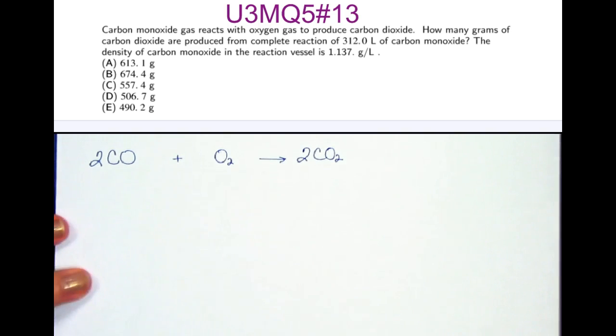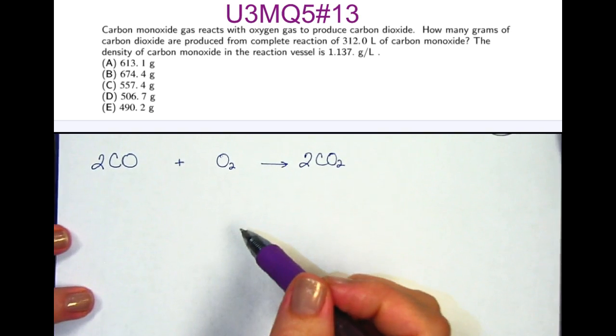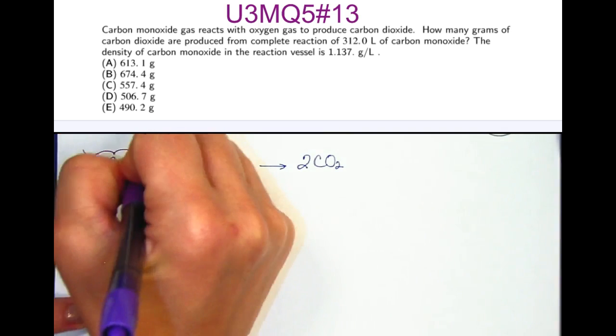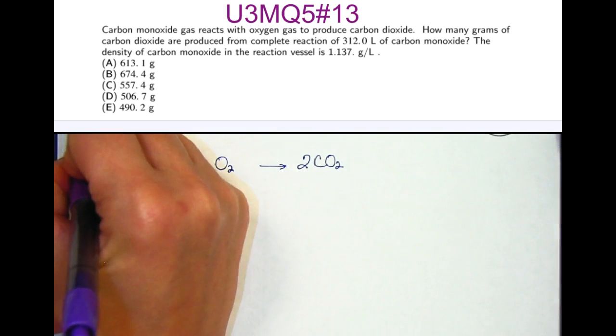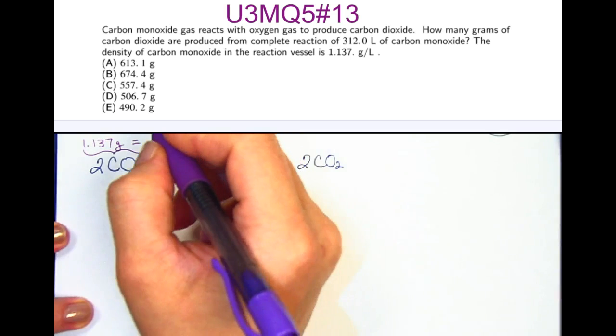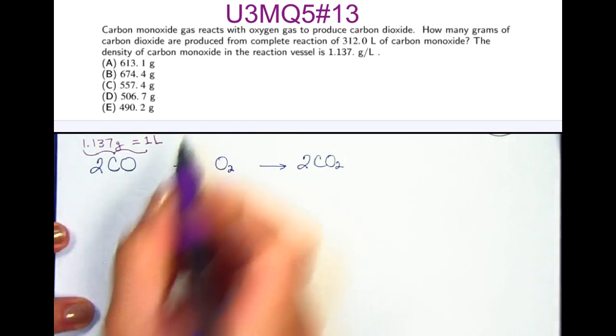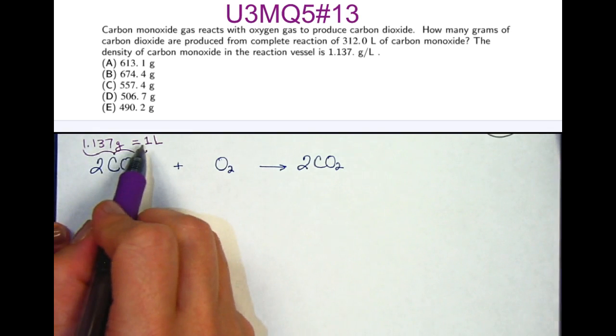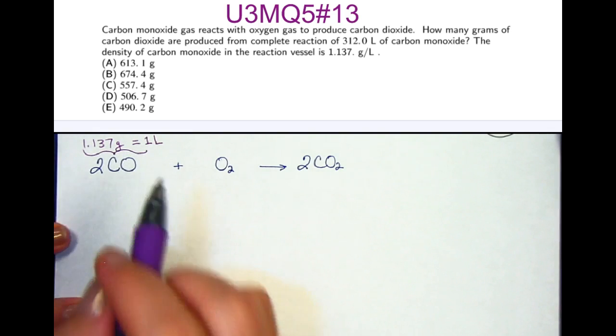Okay, we are given another piece of key information. At the end of the problem, we're told the density of the carbon monoxide. And the density is 1.137 grams for every 1 liter of carbon monoxide. And so that's an equality. 1.137 grams is equal to every 1 liter of volume of carbon monoxide.